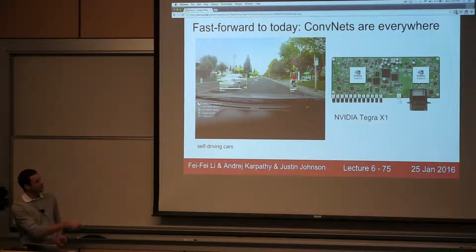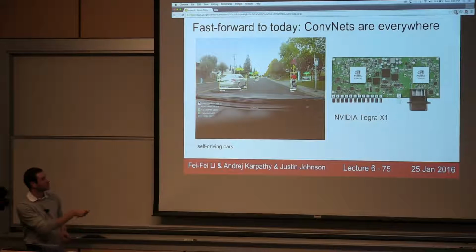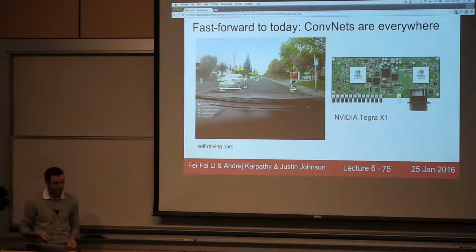So they're used in cars. For example, here's an NVIDIA Tegra, which is a small embedded GPU. We can run ConvNets on these. And for example, this might be useful in a self-driving car where you can basically do perception of things around you.